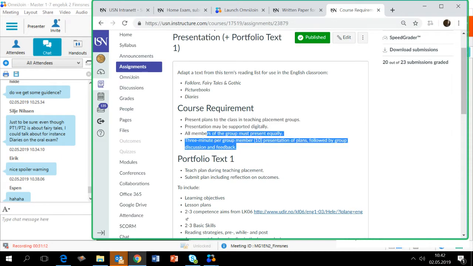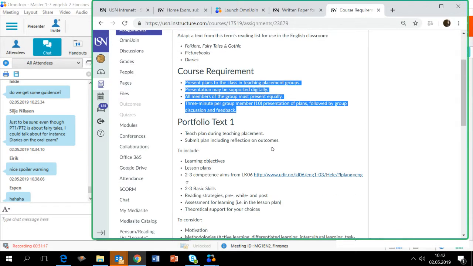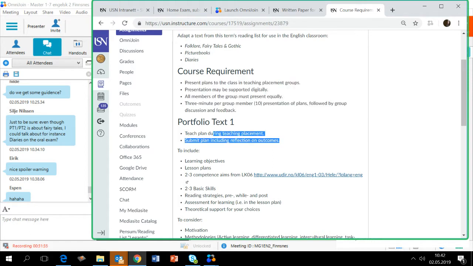A very important pointer, for some of the texts that I will have given feedback on, is that when you hand in something afterwards, you do need to change that kind of text. You're not talking about something that will be done in the future. You are talking about something that was done, and that was then going to be turned into portfolio text 1, where you've already taught the plan in your teaching placement. So teach plan.